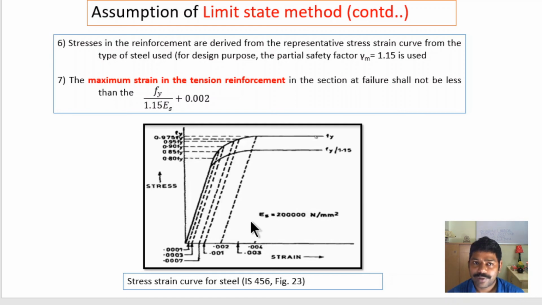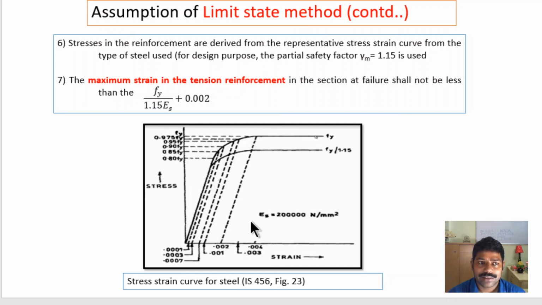And for the design purpose, a partial safety factor of 1.15 is used. So 1.15 means whatever yield stress you are getting for that steel or reinforcement, the allowable stress will be reduced to that yield value divided by 1.15. If you calculate it, it will come to 0.87 Fy. So whatever the yield value is, we will consider 87% of that value.